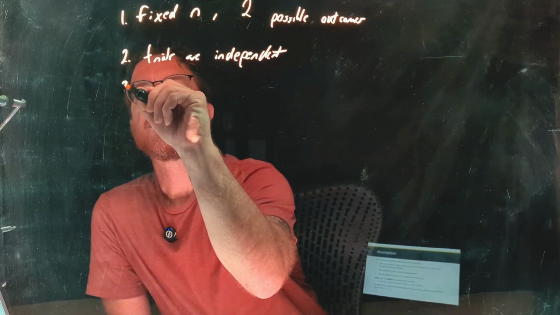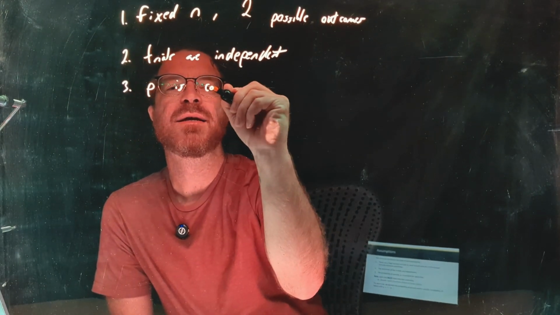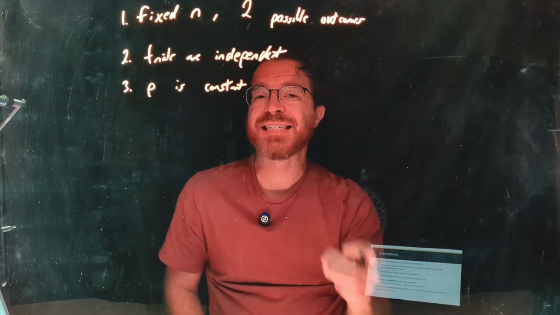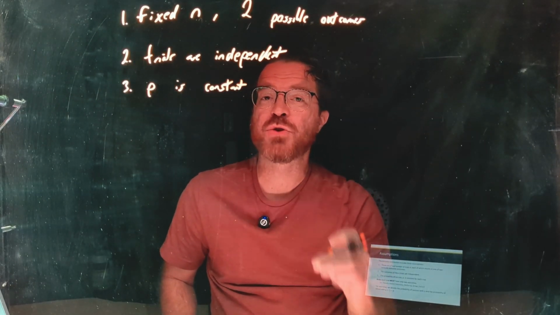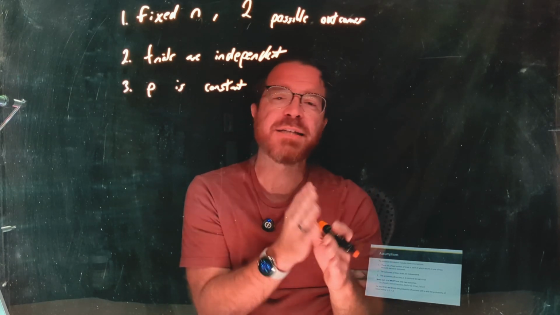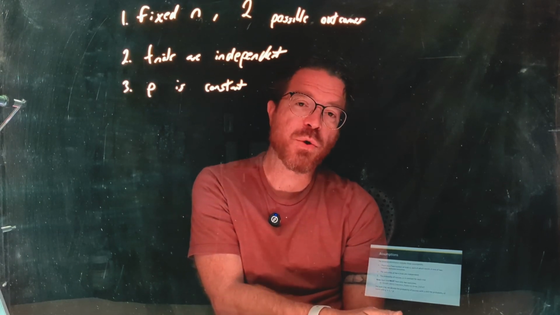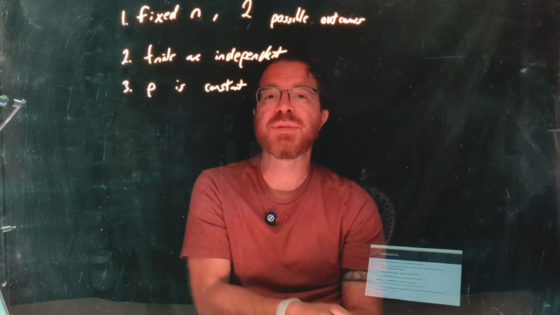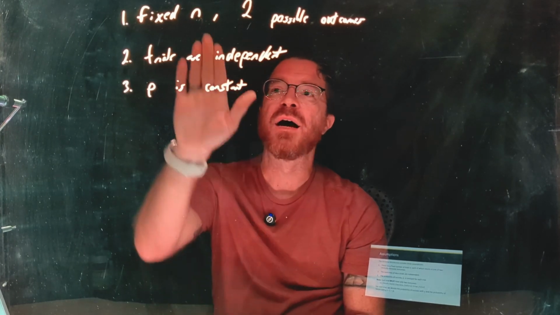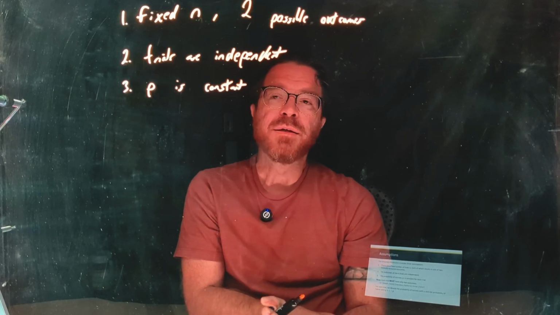The third assumption is that P is constant, meaning that our probability of success does not change between trials. So whenever I set that probability of success, if I tell you I have a weighted coin with a probability of heads of 0.6, that means when I flip one coin, it's 0.6. When I flip my second coin, it's 0.6. When I flip my third coin, it's 0.6, and so on for every coin of your n trials that make up this binomial distribution.